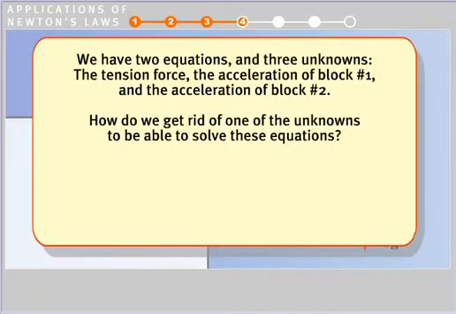We have two equations and three unknowns: the tension force, the acceleration of block number 1, and the acceleration of block number 2. How do we get rid of one of the unknowns to be able to solve these equations?